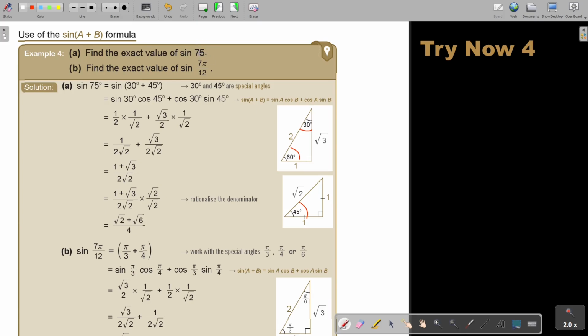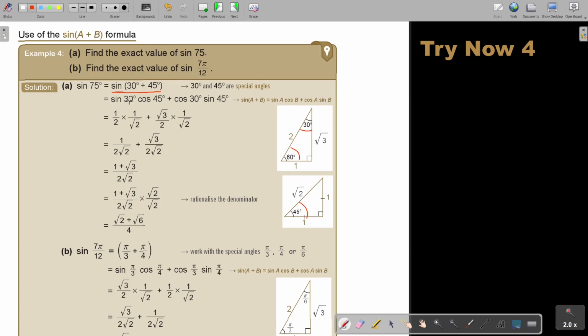Now, what combination will give 75? That will be 30, do you agree? Plus 45 will add up to 75. And then I have my sin A plus B, do you see? And now this is a compound angle. And I break it up into my formula, which I just derived in a previous page.